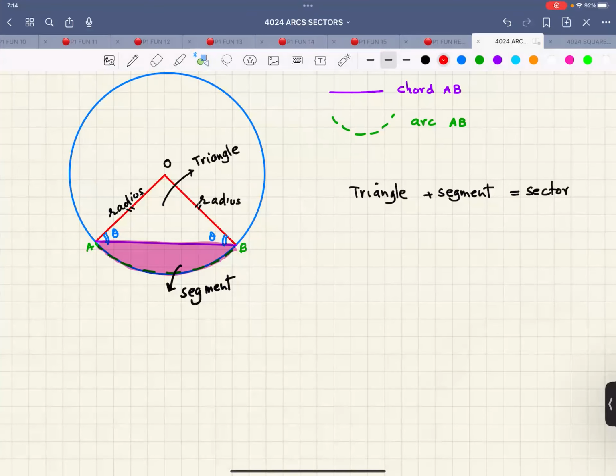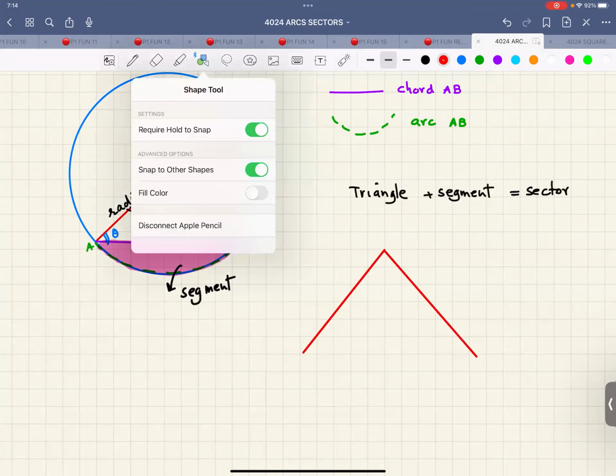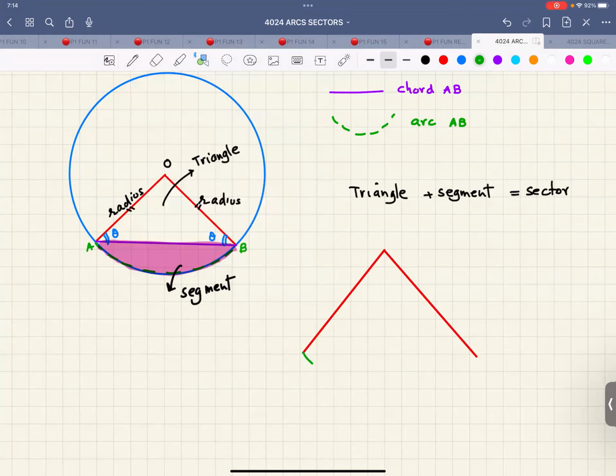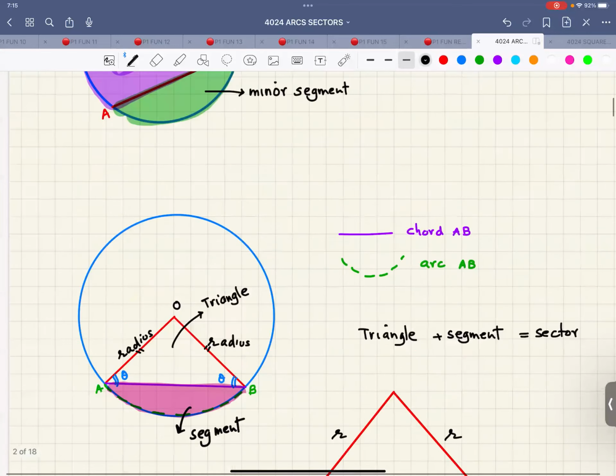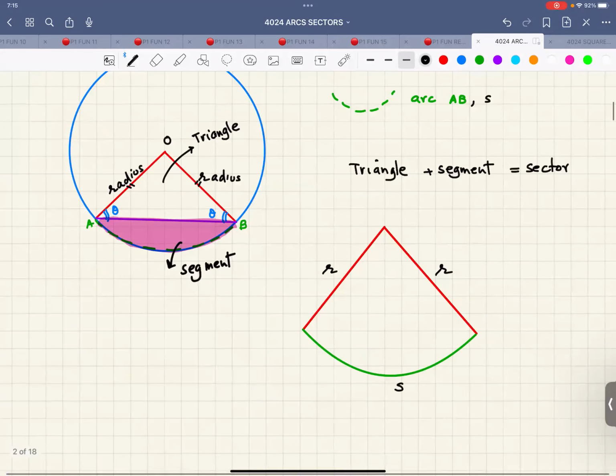So we are talking about a sector, and how is the sector made? So let me draw a line like this. Let me draw a line like this. And then let me draw an arc going this way. So that's how a sector is made. This is radius, this is radius, this is arc length. That is the symbol I'll use over here. And there will be an angle over here.